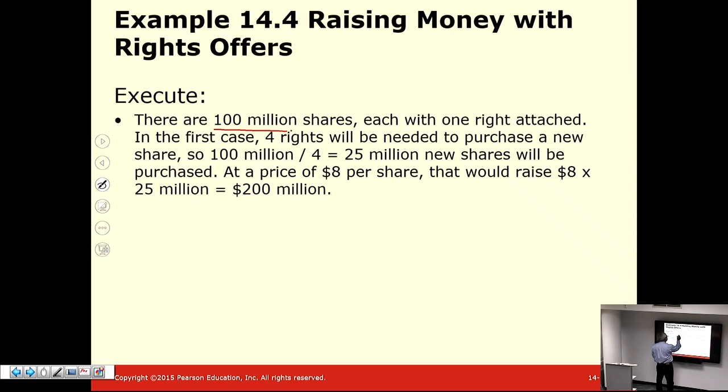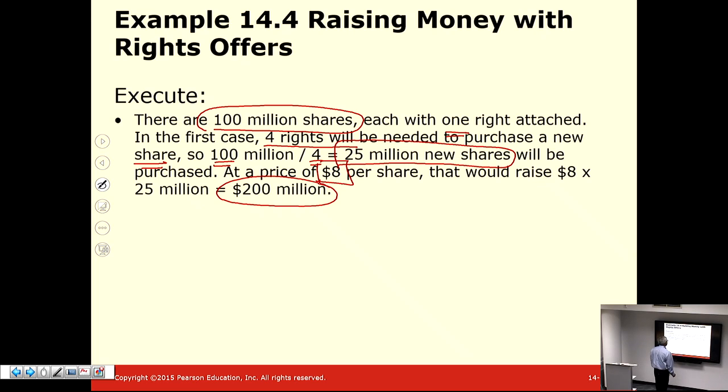So there are 100 million shares, which means with one right attached to each, there are 100 million rights out there. In the first case, you would need 4 rights to purchase one new share. That means 100 million rights divided by 4 tells you that 25 million new shares are being issued. At what price? At $8 per share. That means you have raised $200 million.